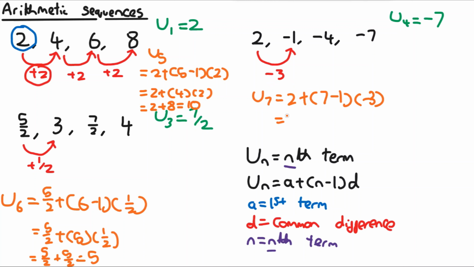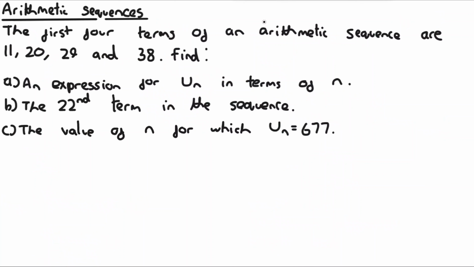We can simplify this to 2 plus 6 times -3, which is equal to 2 minus 18, which is equal to minus 16. So u7 for this sequence, the 7th term, will be equal to minus 16. But n could be anything, no matter how high, we can find any term. So here's an example question about arithmetic sequences.